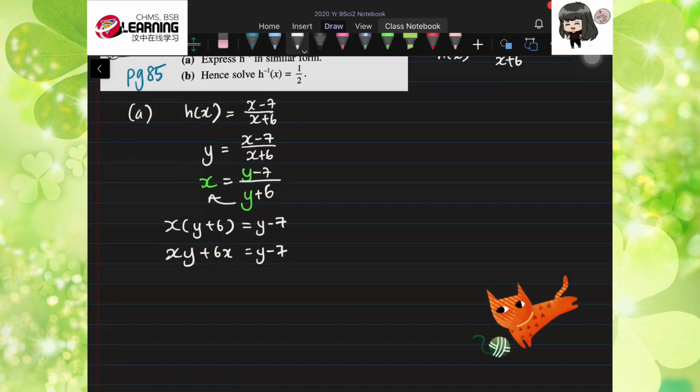Now you look at your y again. You have y on the left side, you have y on the right side. Now you gather them, it will become xy. You move this y to this side, and this 6x move to the right side.